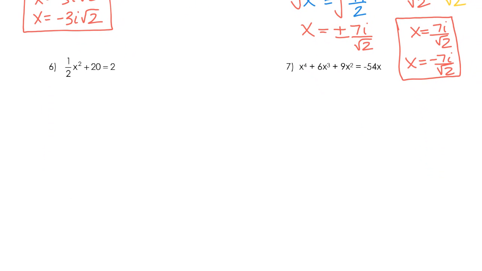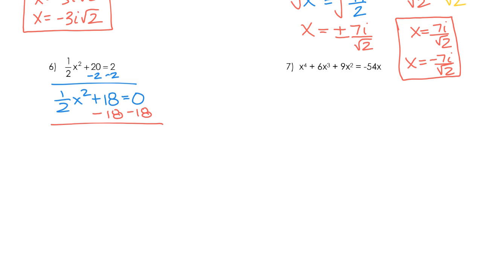Okay. And in number 6, we have another equation. However, this time we're not equal to 0. And so that is crucial that we get equal to 0. So we're going to go ahead and subtract 2. And we end up with 1/2 x squared plus 18 equals 0. Okay. And now we could factor by pulling out a 1/2, but that gets a little bit strange. Or we could just go ahead and go right to solving. Up to you. All right, so we're going to go ahead and subtract the 18 back over.